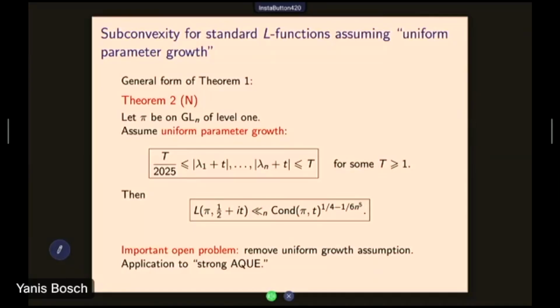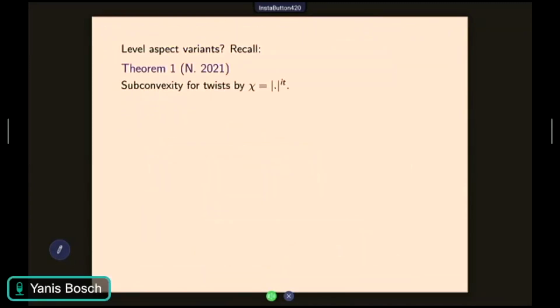All right, so I wanted to say a little bit about things that have come out in the past couple of years concerning other variants of this problem. For instance, you can ask about level aspect variants, which have a long history that I'll recall a bit ahistorically here.